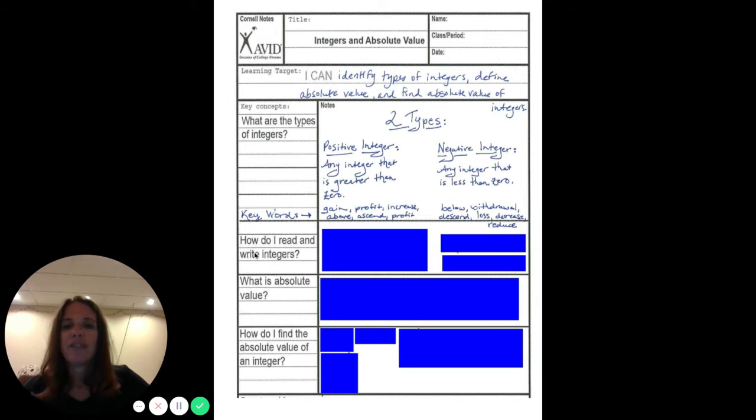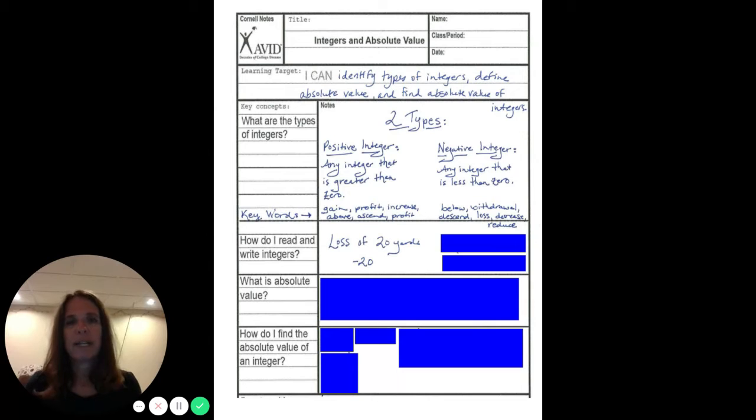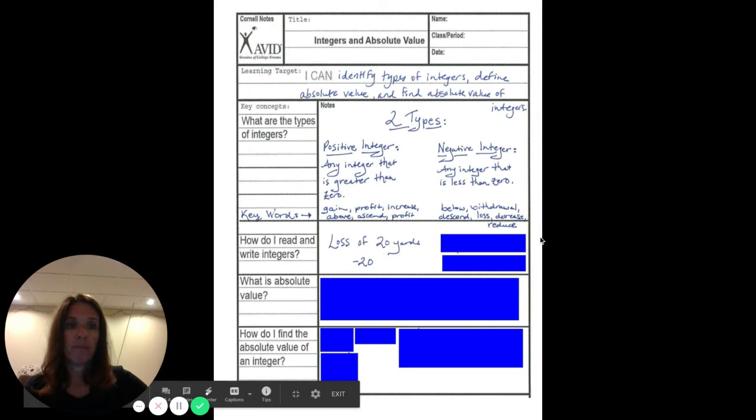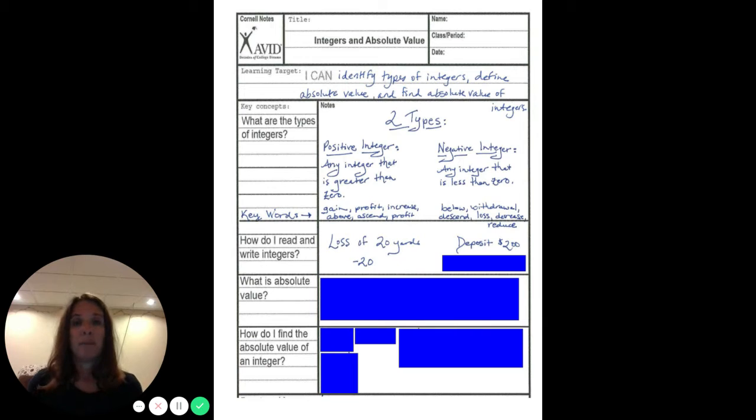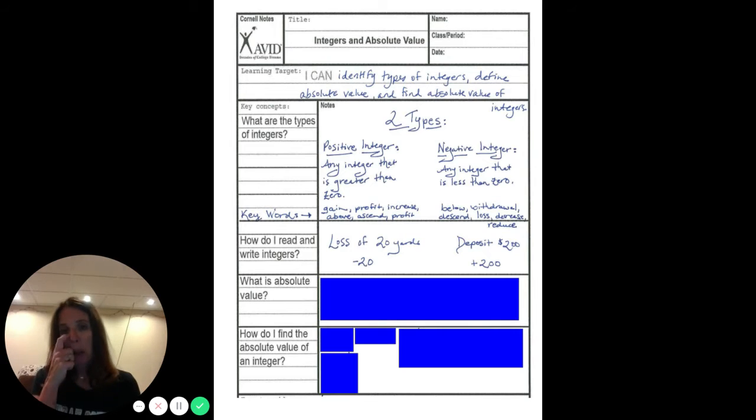How do I read and write integers is our next question. So if I have a loss of 20 yards, for example, in football, that's represented by the integer negative 20. Loss is negative, and 20 is the yards. If I deposit $200 into my bank, putting that money in, it's there for safekeeping. My bank account goes up, so that's a positive action. So that would be plus 200, or you could just write 200. For positive integers, you really don't have to put that plus, that positive sign, in front of it.